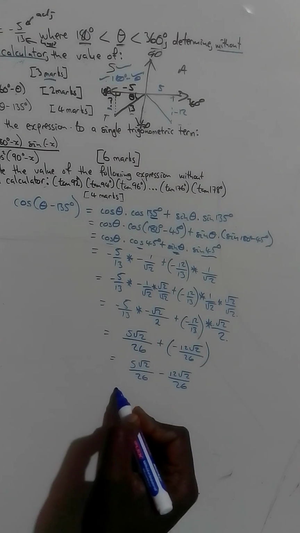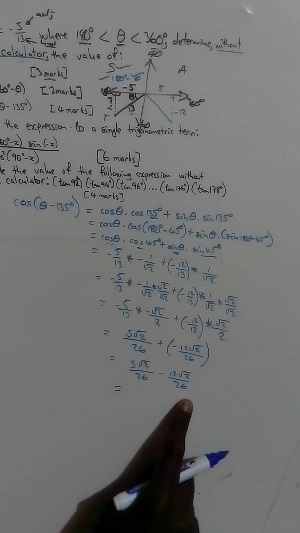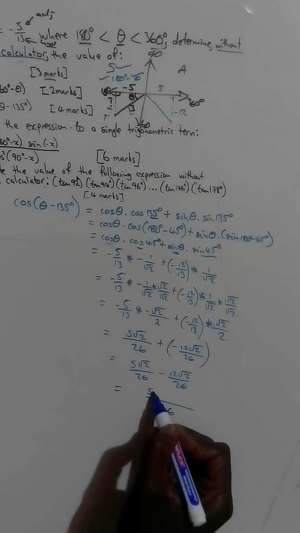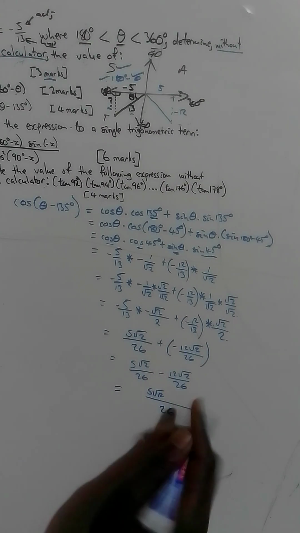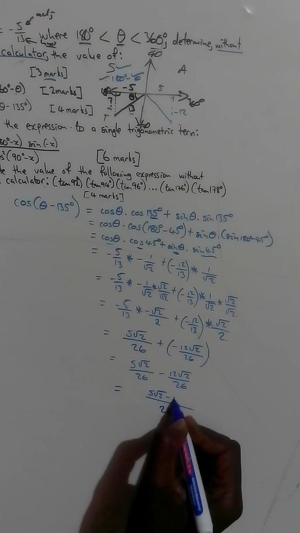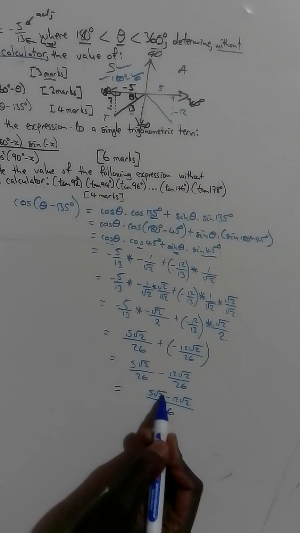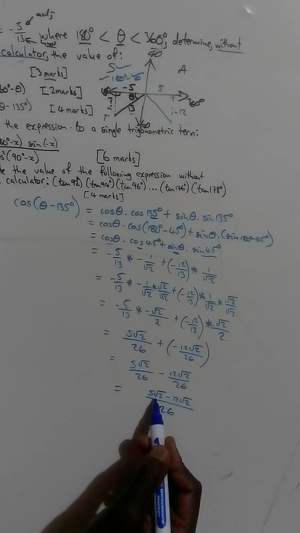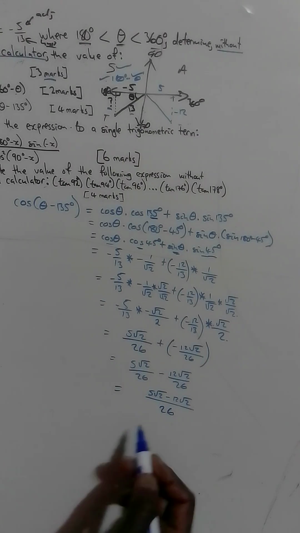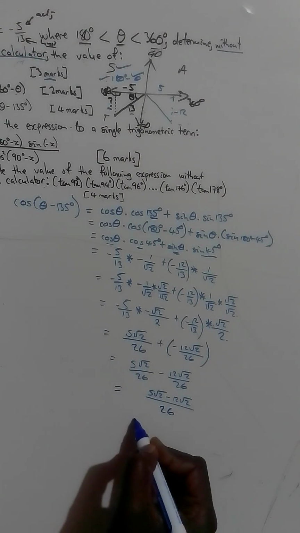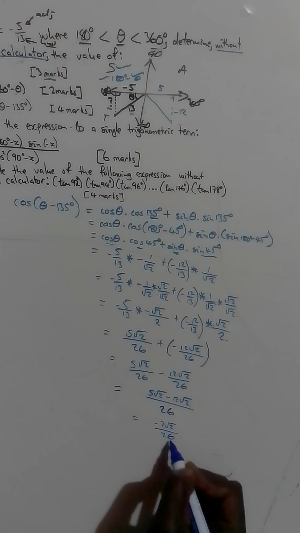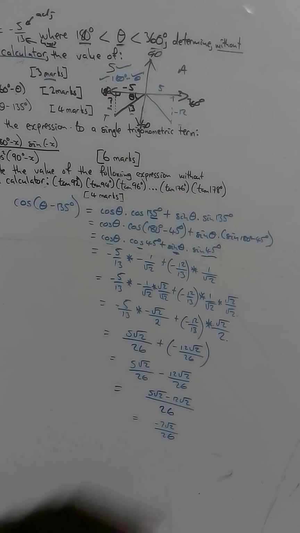Now, since I've got identical denominators, I write a single denominator like that. Now I've got 5 square root of 2 minus 12 square root of 2. Because the square roots are identical, square root of 2 and square root of 2, it's basically saying 5 minus 12, which is negative 7 in this instance. So now we've got negative 7 square root of 2 all over 26. And this is our final answer.